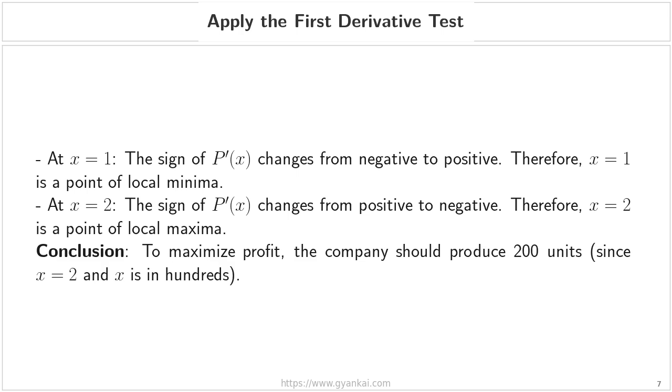Finally, let us draw a conclusion for our real-world scenario. Since the objective of the company is to maximize its profit, we focus on the local maximum we just identified. Because this occurs at x equals 2, and since x is measured in hundreds of units, we can conclude that the company should produce 200 units to achieve the maximum profit.